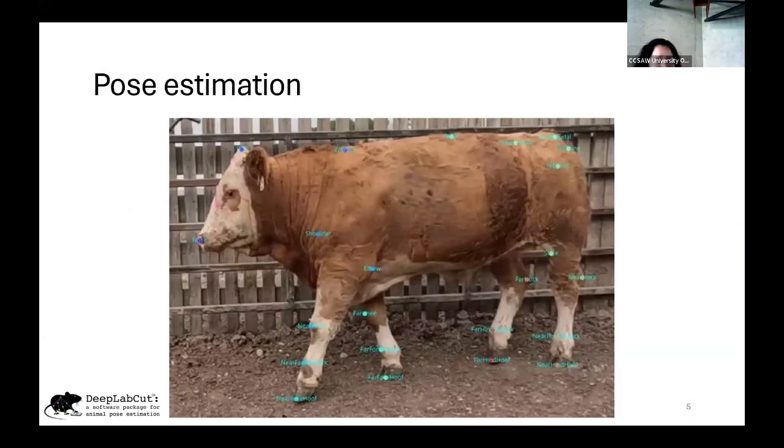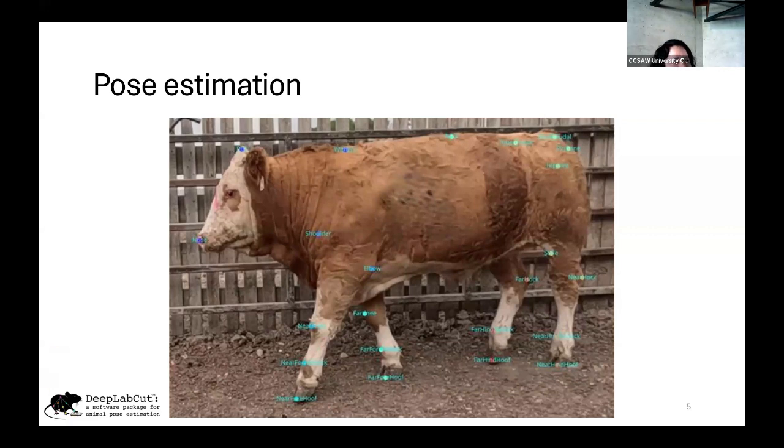So I mentioned pose estimation, and I know probably a lot of you are not familiar with what pose estimation means. Pose estimation is a vision technique that determines object position and orientation, and it requires a lot of manual annotation. By annotation, we mean that we have to put each one of these points on different frames, and we use publicly available software called DeepLabCut.